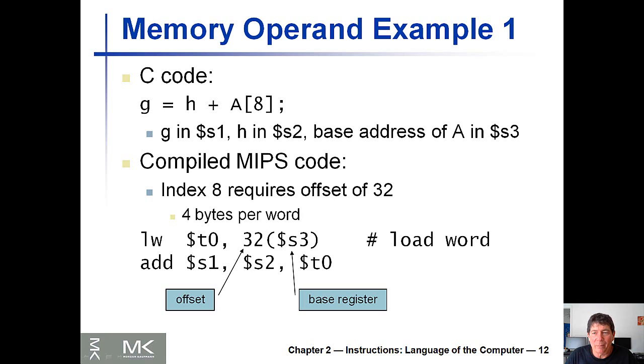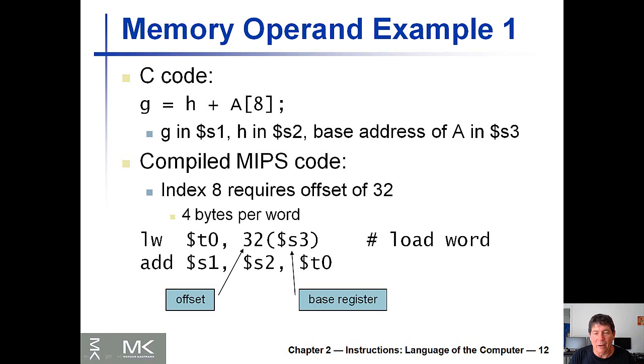And the way we do that is we get the base address of A into a register. And then we give it an offset when we do an operation based on it. So if you take a look at the compiled MIPS code, first of all, index 8 requires an offset of 32 because it's 8 times 4, right? 4 bytes per word. So the actual offset, the byte offset, and that's what MIPS works in, is going to be 32. So to get that value from A sub 8, we'll say load word, whatever the register is, comma 32, open paren, S3, close paren. That's going to load the word at A sub 8.